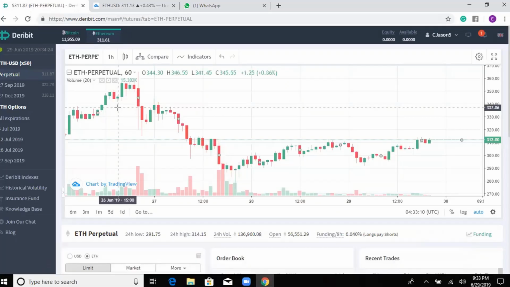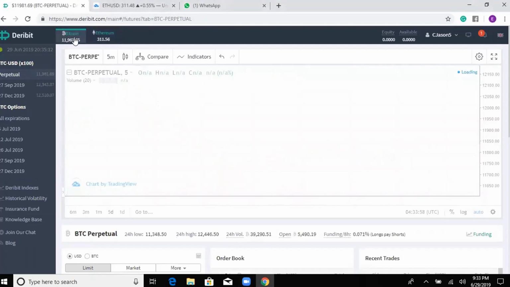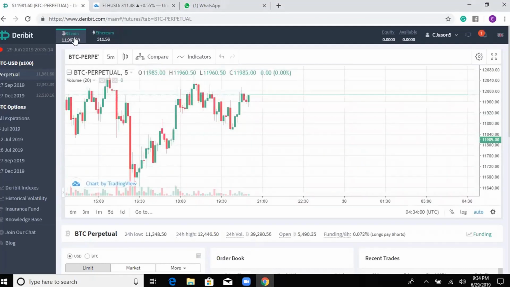When you're trading on derivatives, always make sure when you're logged in, you switch to Ethereum. When you're trading, always make sure you've clicked Ethereum, because if you select Bitcoin, that means you want to leverage on Bitcoin, but you're not leveraging on Bitcoin. So always make sure you selected Ethereum.